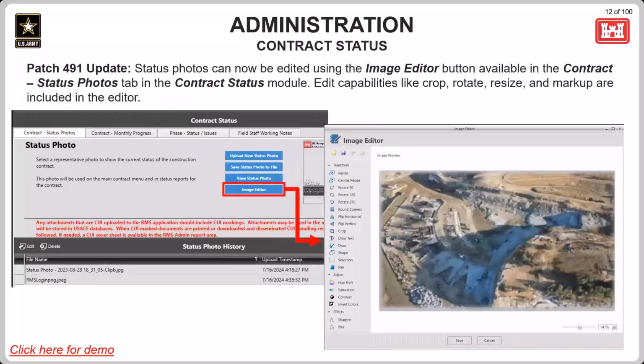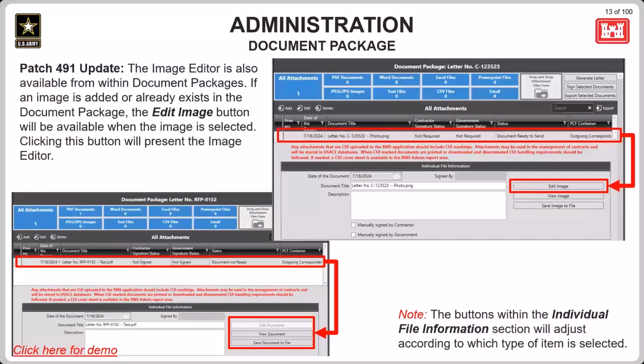We had another update in this patch for photos in a contract in RMS. This one impacted the contract status photos tab in the contract status module and also photos within document packages. The image editor button was added to the status photos tab in this module to allow editing of the current status photo. After clicking on this button, the image editor window will come up and you'll be presented with a number of options for editing the image selected, or the current status photo in that case.